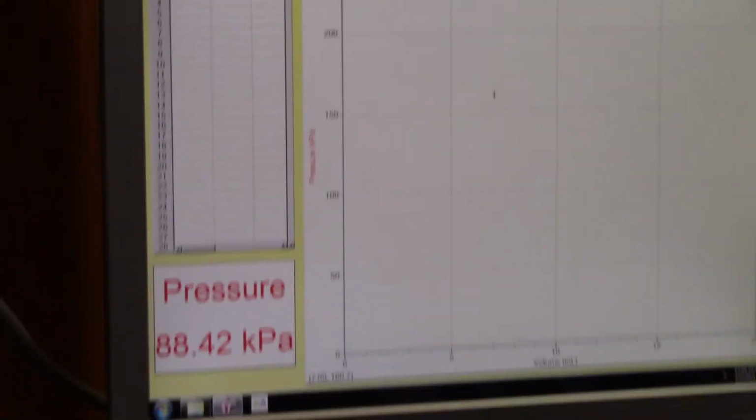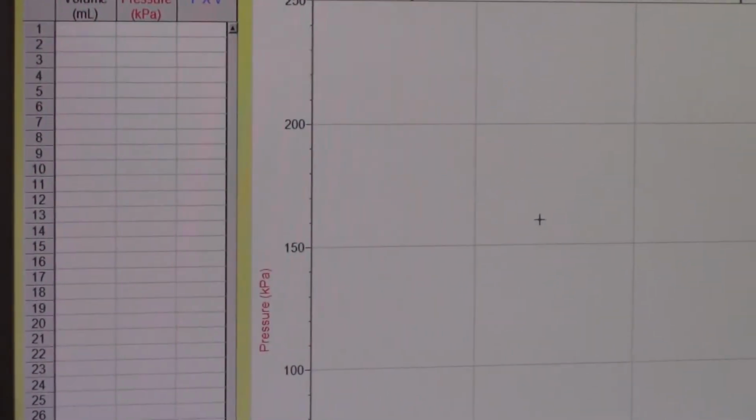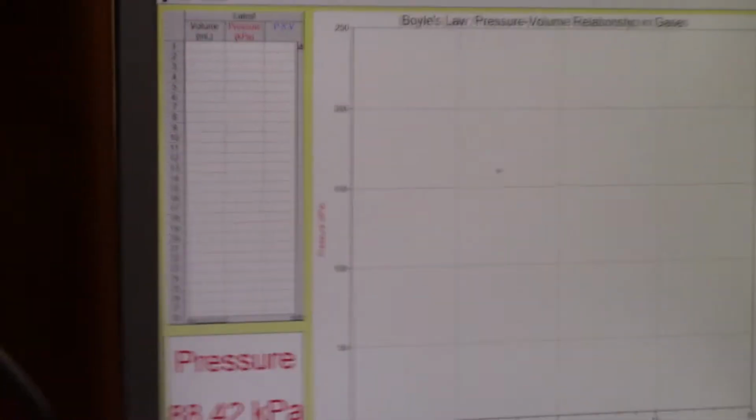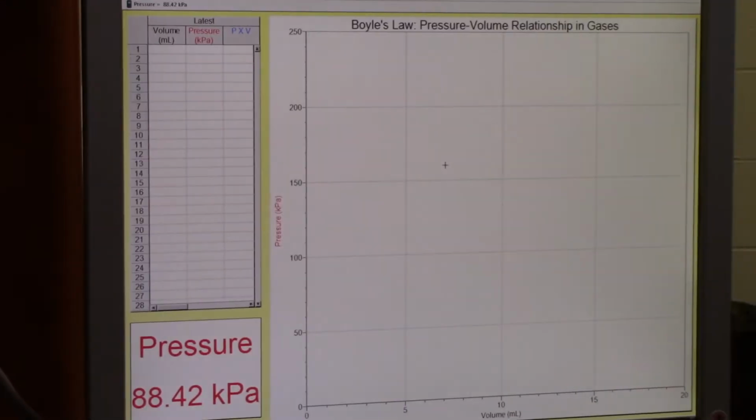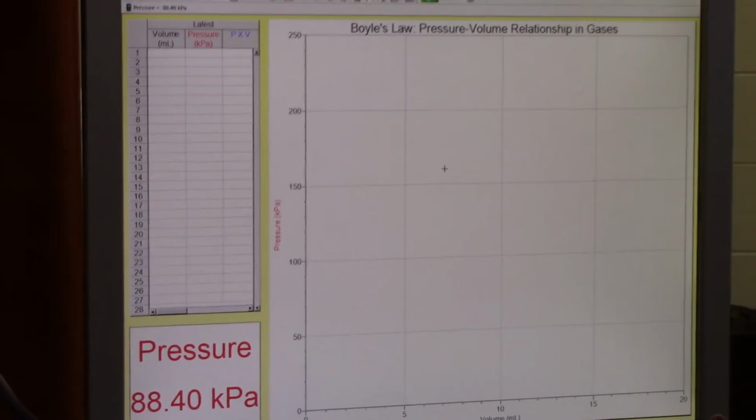Now, on the x-axis is the volume. And over here is a column that we're going to put the data in, and then it's going to be plotted on our graph. So the first thing I'm going to do is measure the pressure of the 5 mils and record it, and then change the appropriate volumes by moving the plunger in and out.